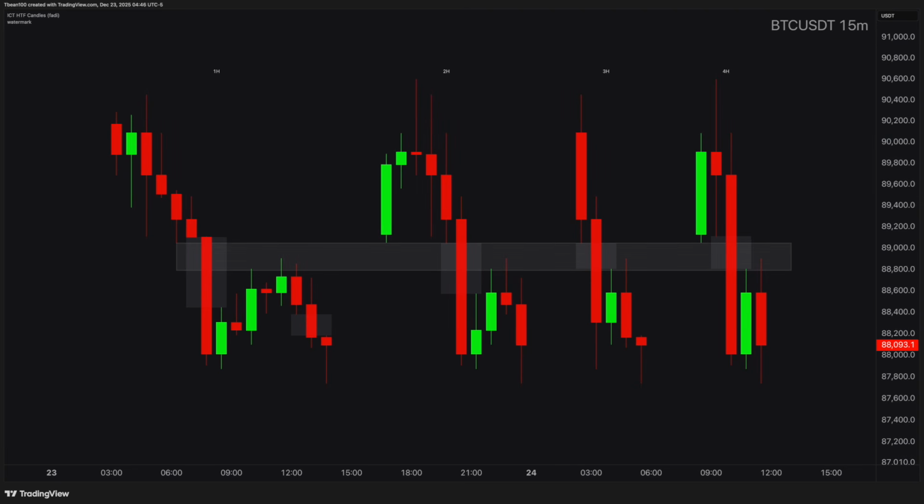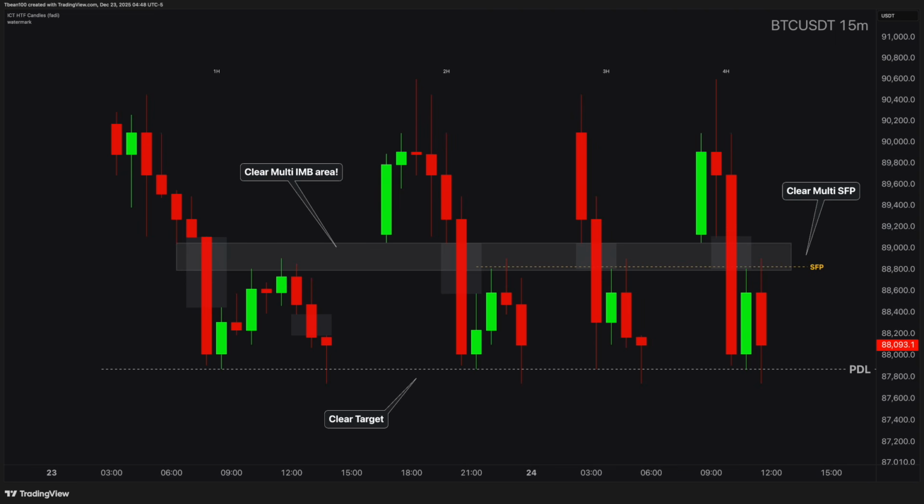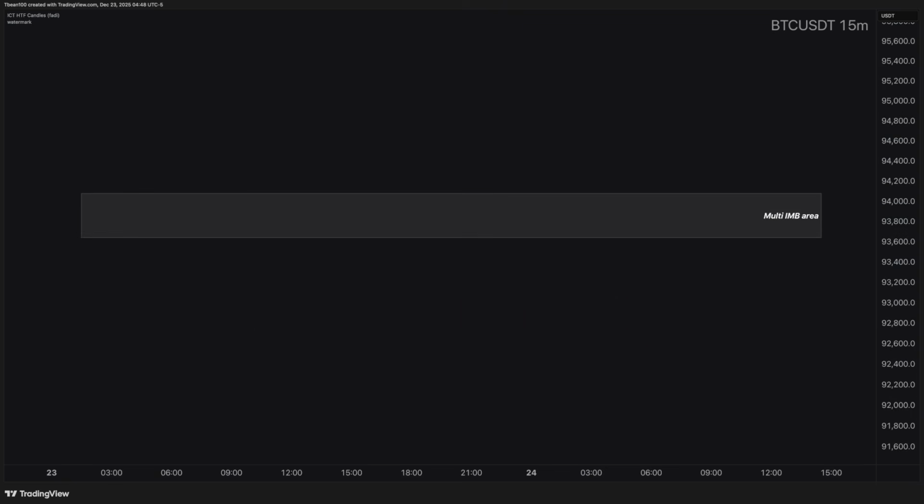By using this indicator, we were able to clearly identify this multi-imbalance point right here on the chart. As a form of support, you can also notice multiple swing failure patterns forming together on the lower charts as well. And finally, we can see a very clear target below, which is known as the previous day's low, the PDL. So, what we did here was actually very simple and straightforward.